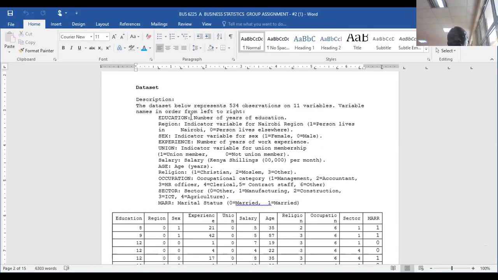Or you can just say, I took 10 years in school. That's a number of years. Or region where you come from, Nairobi or elsewhere. Sex, male or female. Experience, number of years of experience. Union, whether you're a member of the union or not. Age of the respondent. Religion, your religious affiliation. Occupation, your occupations are here. Then marital status is that.